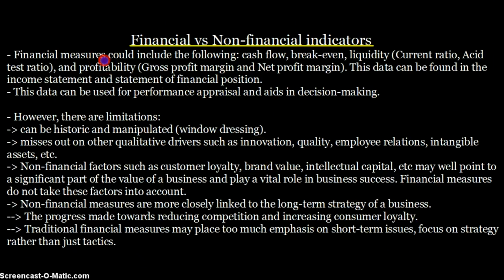So financial measures could include the following: your cash flow, break-even analysis, cash flow forecast, cash flow statements, liquidity, which is found using the current ratio and the acid test ratio, that is your quick ratio, and profitability, that is your gross profit margin and net or operating profit margin. This data can be found in the income statement and the statement of financial position. In all of these statements, we have this data, and we can calculate it as well. This data can be used for performance appraisal and aids in decision making.